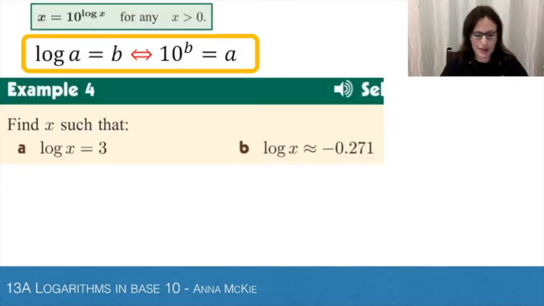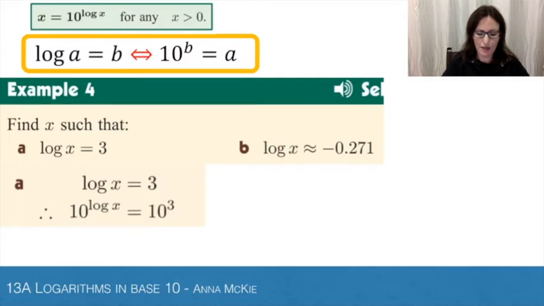And a couple examples here. I have skipped example 3 for time saving, and finding x such that log x is equal to 3. And how do we do that? So if we use the rule that we've got and we write 10 to the power of log x, and here we've got 10 to the power of 3, we get our answer like that.